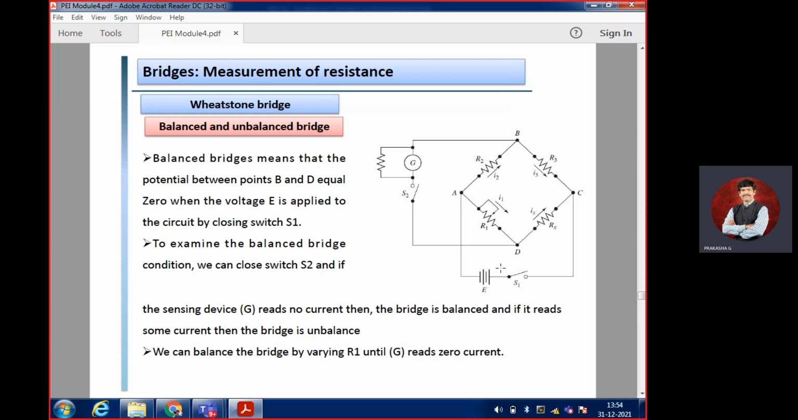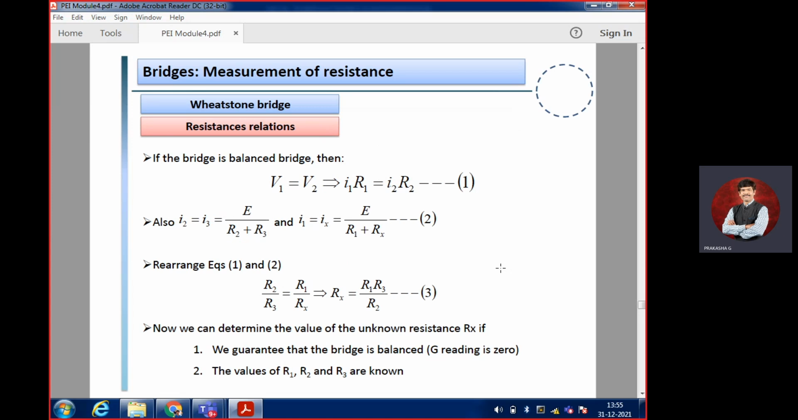Already it's been discussed. No need to keep writing or wasting time. Just say the galvanometer should show 0 current. That is what balanced means. How to make it balanced? Just vary the R1 value. Keep varying the R1 value until your galvanometer shows 0.